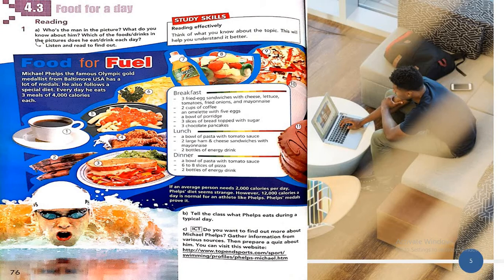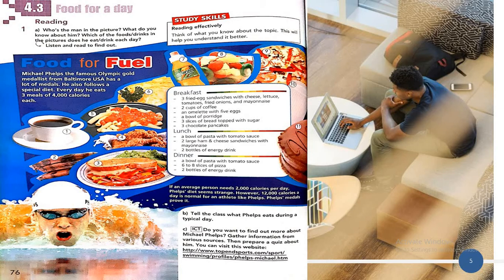1. A. Who's the man in the picture? What do you know about him? Which of the foods and drinks in the pictures does he eat or drink each day? Listen and read to find out. So, as the question says, who is the man in the picture? Let's find out. Okay, food for a day.